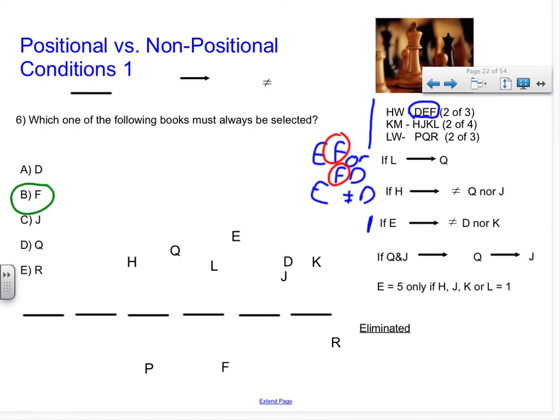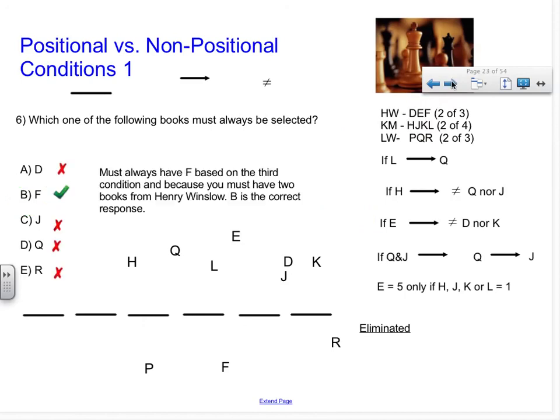And if you are unable to clue in on the hidden premise when you're doing the LSAT, you can still solve it by working out the scenario step by step, but it will take more time to answer the question. But because of this hidden premise, we save some valuable time, and we can pick up on the case that B is the correct response. You must always have F based on the third condition because you must have 2 books from Henry Winslow, so B is the correct response.